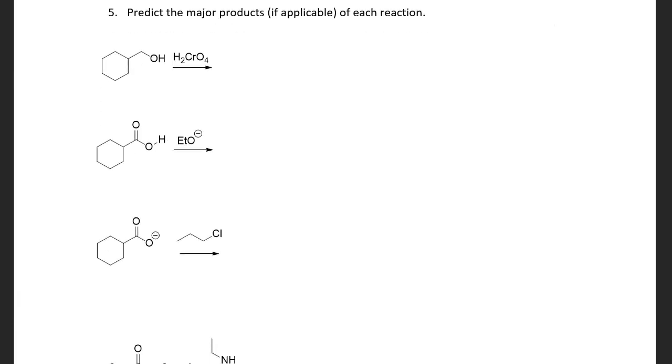All right, for the next, predict the major products for each reaction. If this was bleach, if this was HOCl, we would form an aldehyde. This is a stronger oxidizing agent. It's chromic acid. This is going to form a carboxylic acid. So we're going to fully oxidize that carbon that had the alcohol functional group. So that's the product for that.